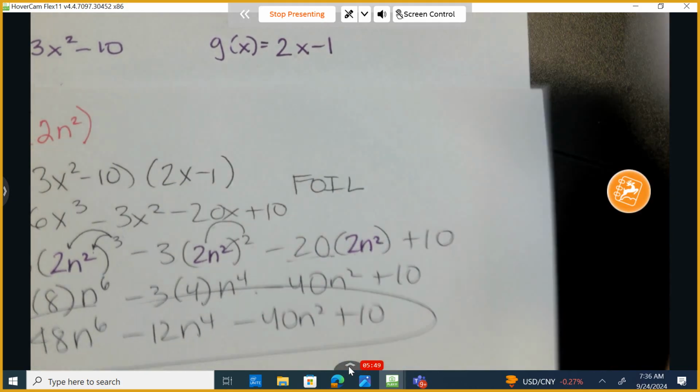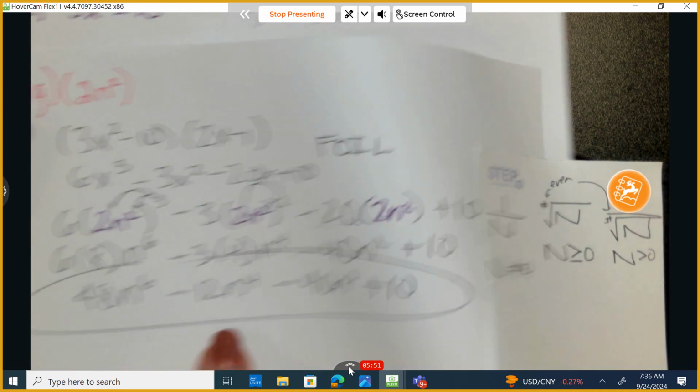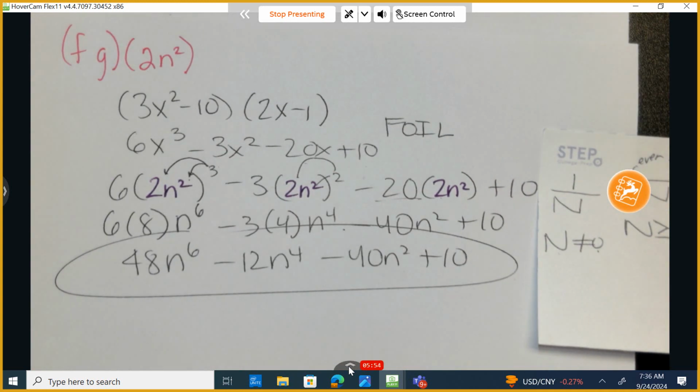With that being said, look at this expression, and I want to know, what is the domain? Ready? Within groups, you have 10 seconds. What is the domain? Talk in your groups. 10, 9, 8, 7.